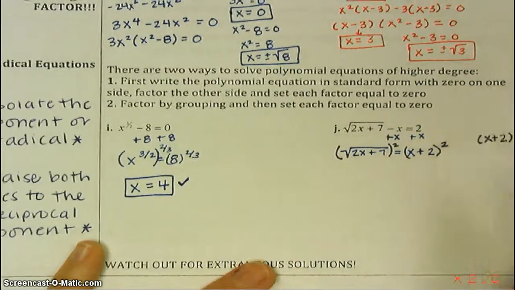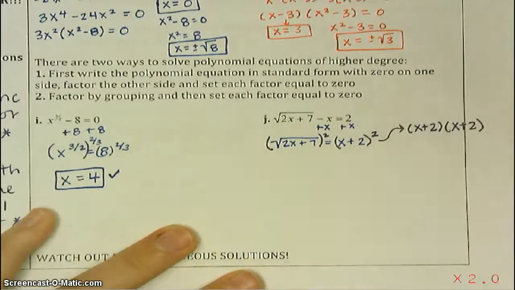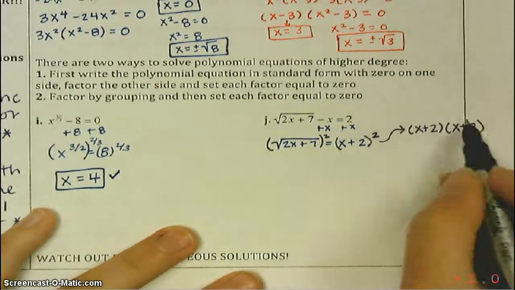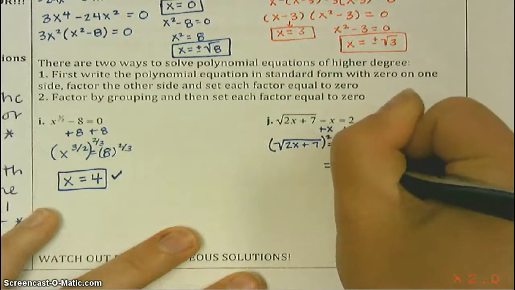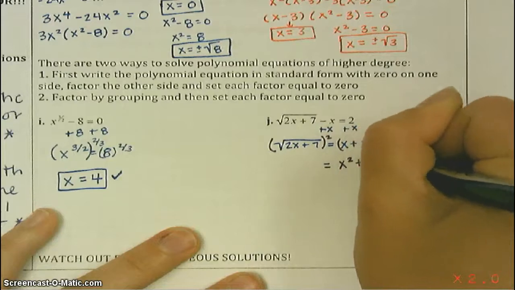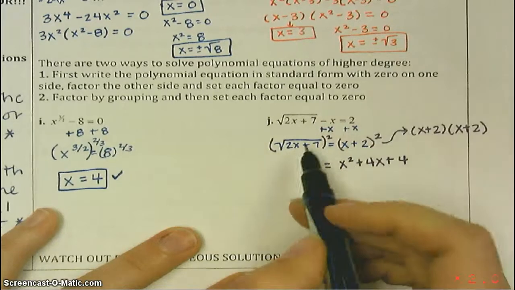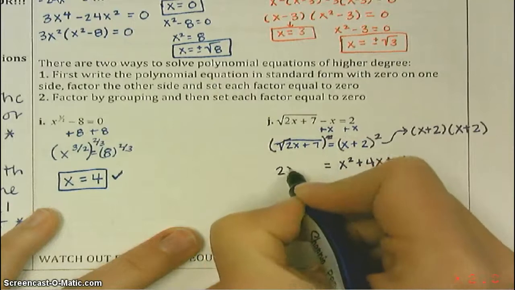All right, so this is really that, okay? So what you're going to do first, outside, inside, last, or if you have those foiling properties down pat, this is going to become x squared plus 4x plus 4. And then over on this side, the square root and the square, those cancel each other out, so you're going to have 2x plus 7.